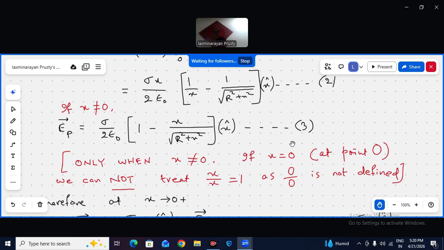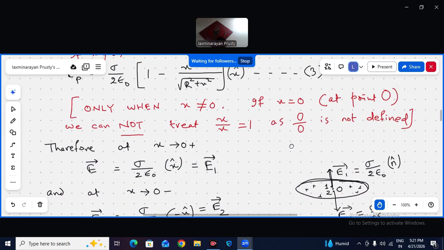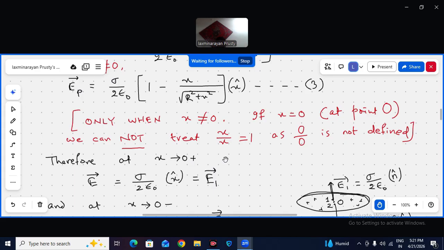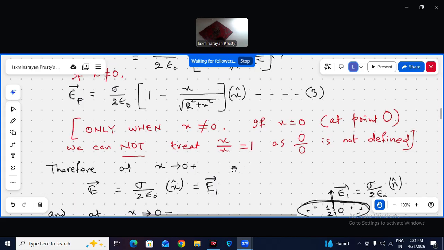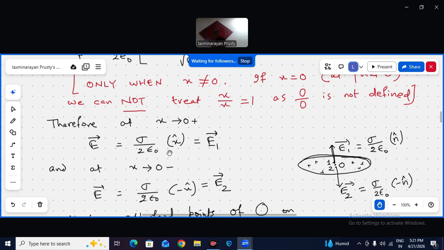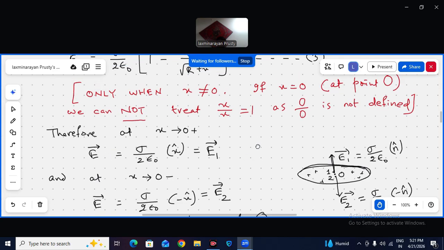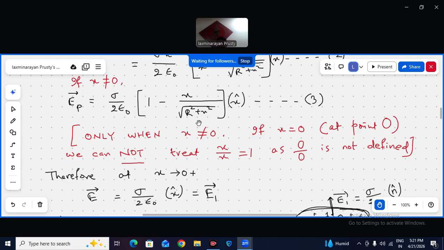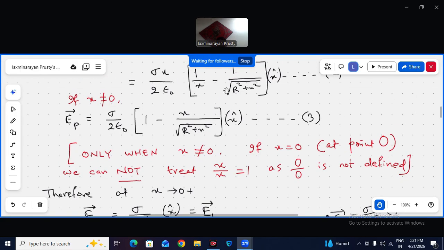If x is equal to 0 at point O, the center, we cannot treat x by x as 1, as 0 by 0 is not defined. But when x tends to 0 but is not equal to 0, then I can cancel x by x as 1. E1 means the neighboring point of the surface, and 2 is also a neighboring point of the surface below. So when x tends to 0, I can cancel, and then this term will approach 0.